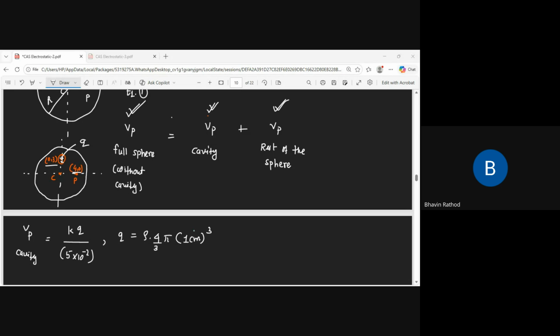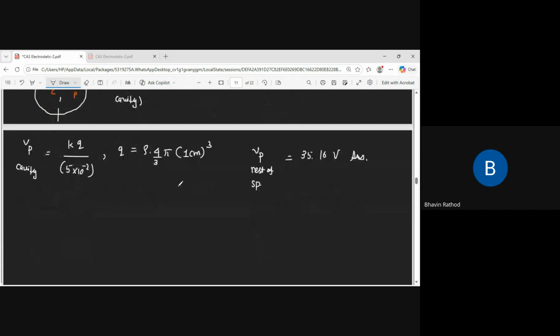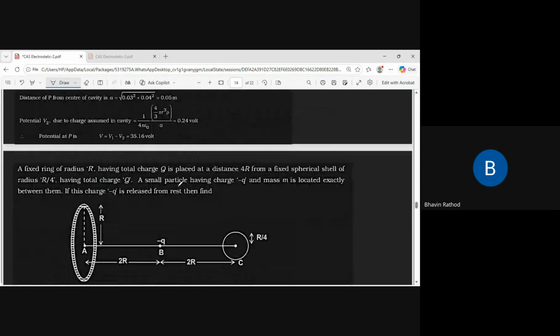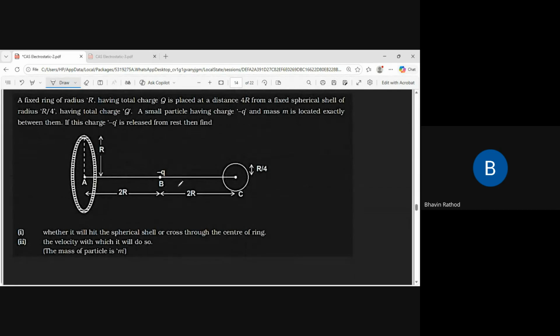Questions here? All right. When we do this, for your reference, the final answer turns out to be 30 point 35 point something volts. 35. Yes, that's the answer. So now let's move on to the next one. Let's try this.